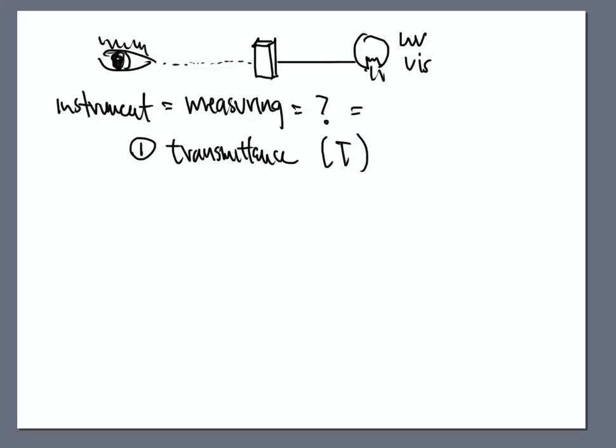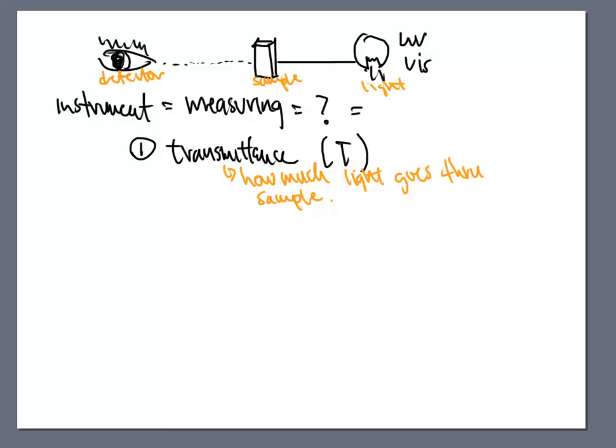What does transmittance mean? Well, transmittance, the definition, means how much light goes through the sample. How much of it is getting transmitted to the detector. So this is my detector, this is my sample, and this is my light source.